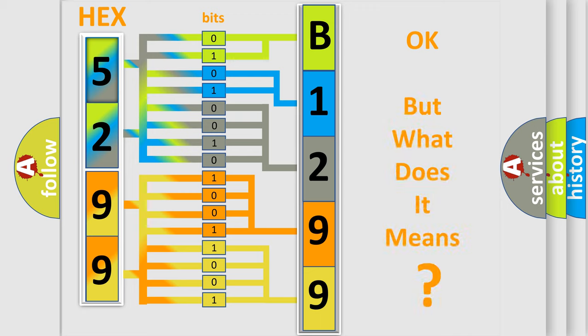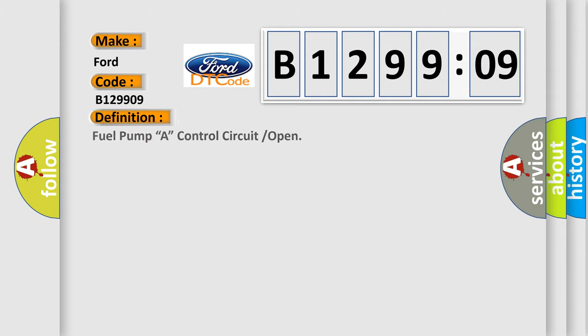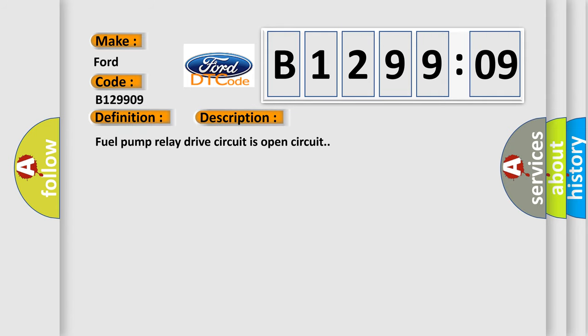The number itself does not make sense to us if we cannot assign information to what it actually expresses. So, what does the diagnostic trouble code B1299-09 interpret specifically for Infiniti car manufacturers? The basic definition is fuel pump A control circuit open. And now this is a short description of this DTC code: fuel pump relay drive circuit is open circuit.